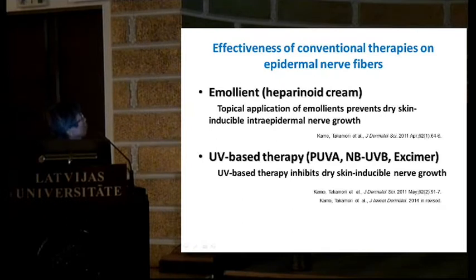This is a summary of treatment. Topical application of emollient prevents dry skin-inducible intraepidermal nerve growth, and UV-based therapy inhibits the dry skin-inducible nerve growth.